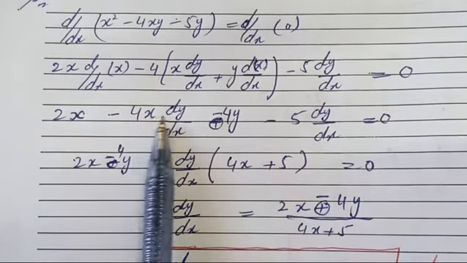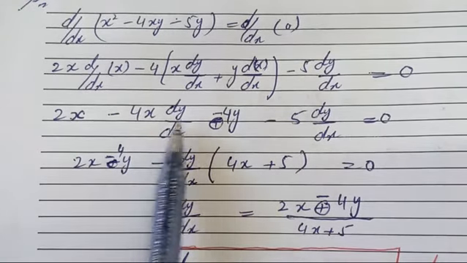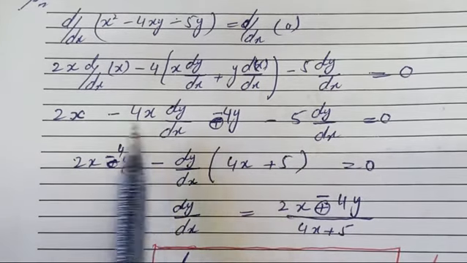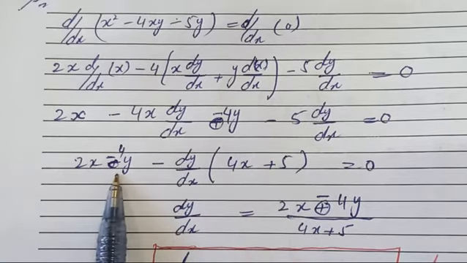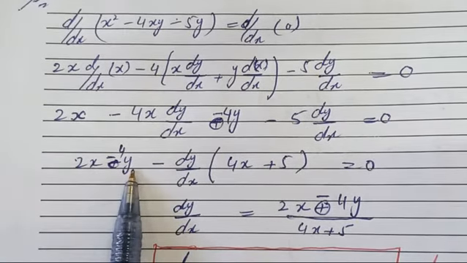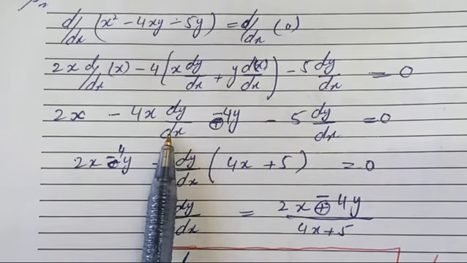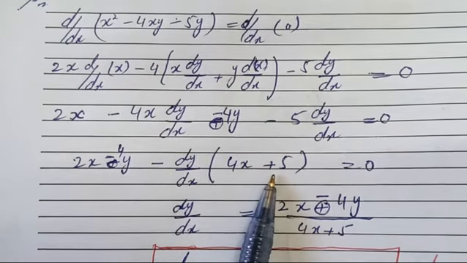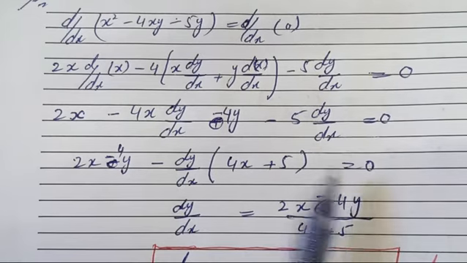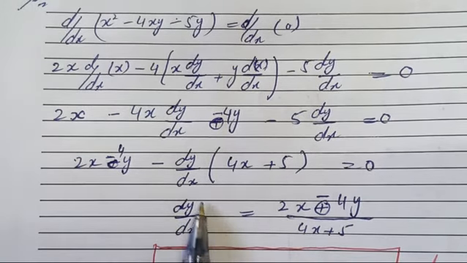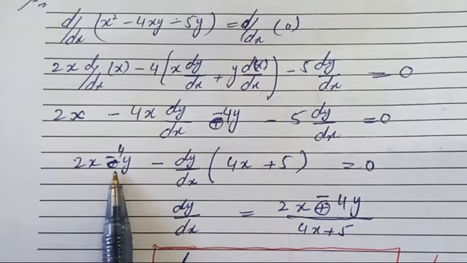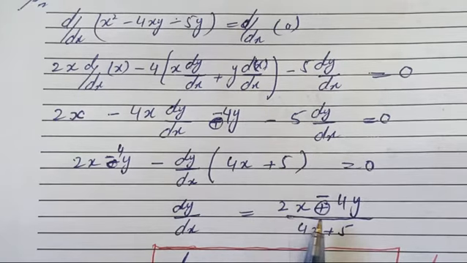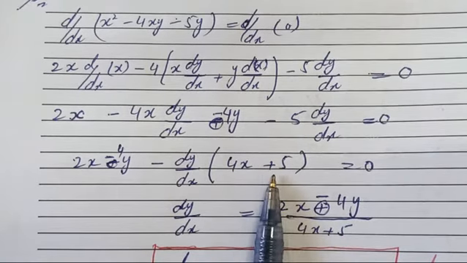You can see here there are two terms having dy over dx, minus 4x dy over dx minus 5 dy over dx. Okay, so the left of the terms 2x minus 4y we have written here, 2x minus 4y as it is. Now take common dy over dx from these two terms. Okay, dy over dx times 4x plus 5 is equal to 0. We have to calculate dy over dx, so that's why now shift this term 2x minus 4y from left hand side towards right hand side, 2x minus 4y divided by 4x plus 5.